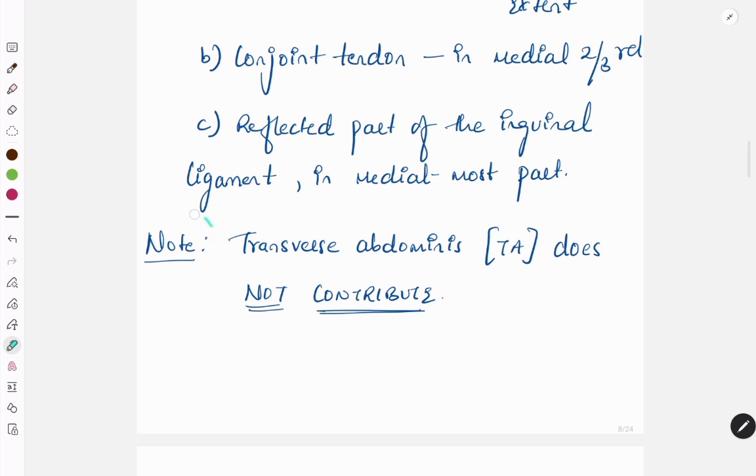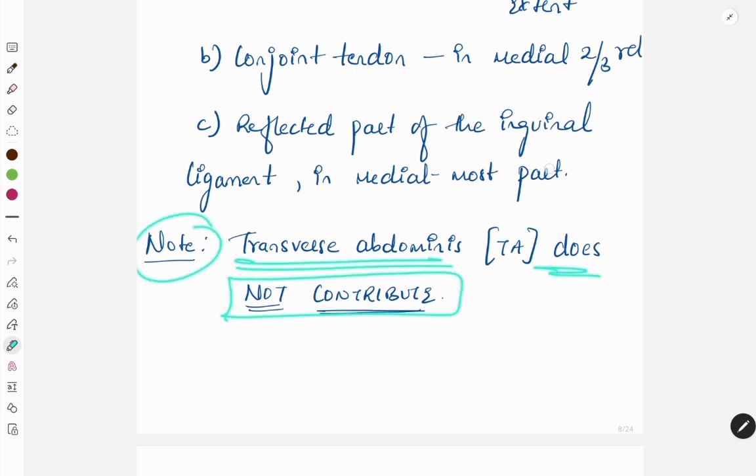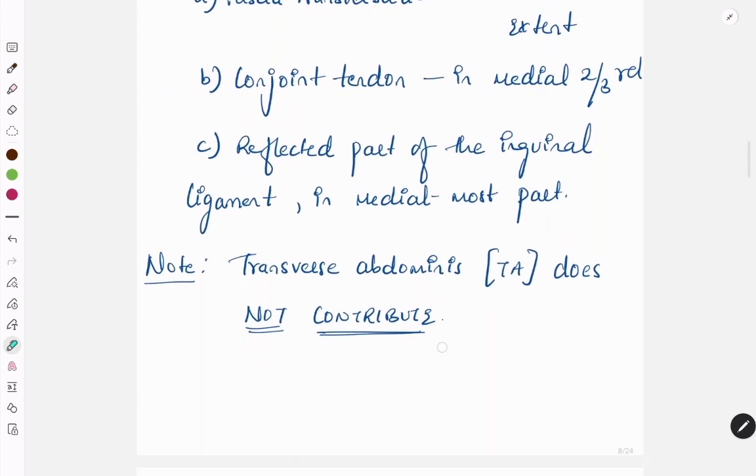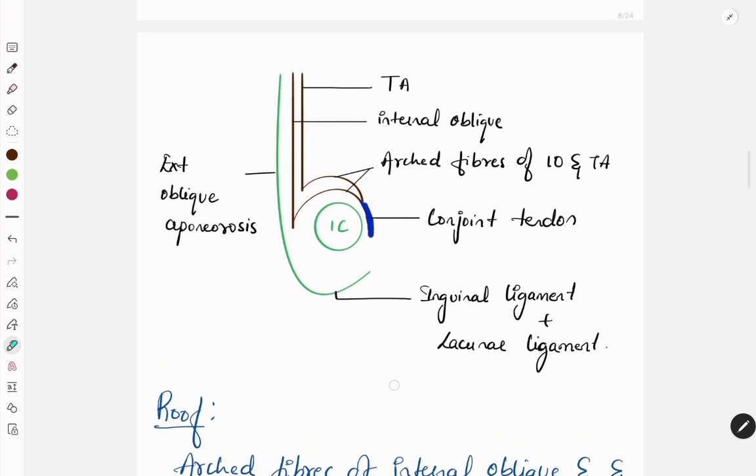So one thing you have to note is that the transverse abdominis muscle does not contribute to your inguinal canal. It does not contribute to the boundaries of the inguinal canal. See, the transverse abdominis muscle does not. So we are looking only inside this dotted line, and it is not related to your inguinal canal. Other than that, every other muscle is related.